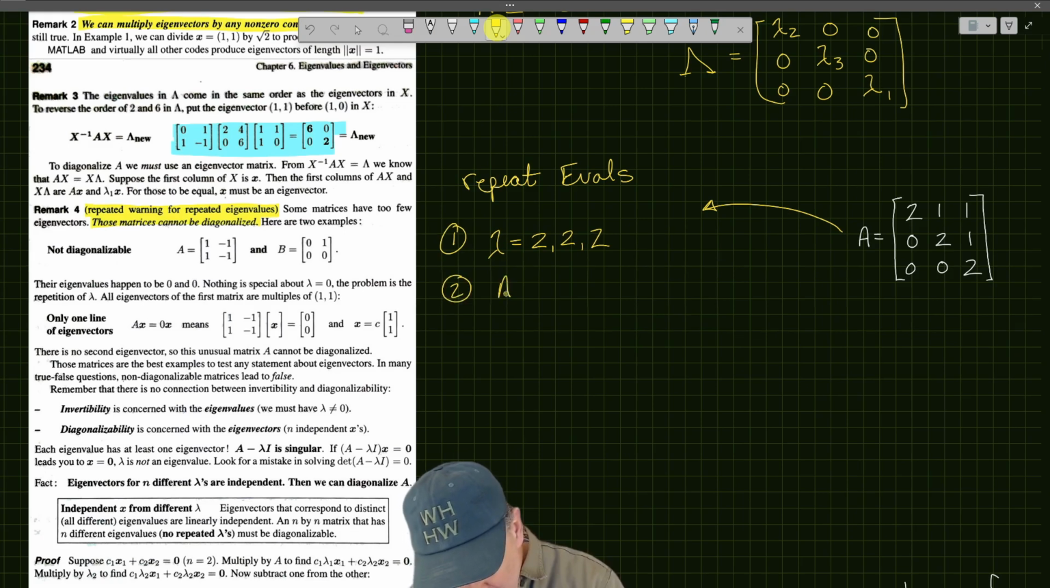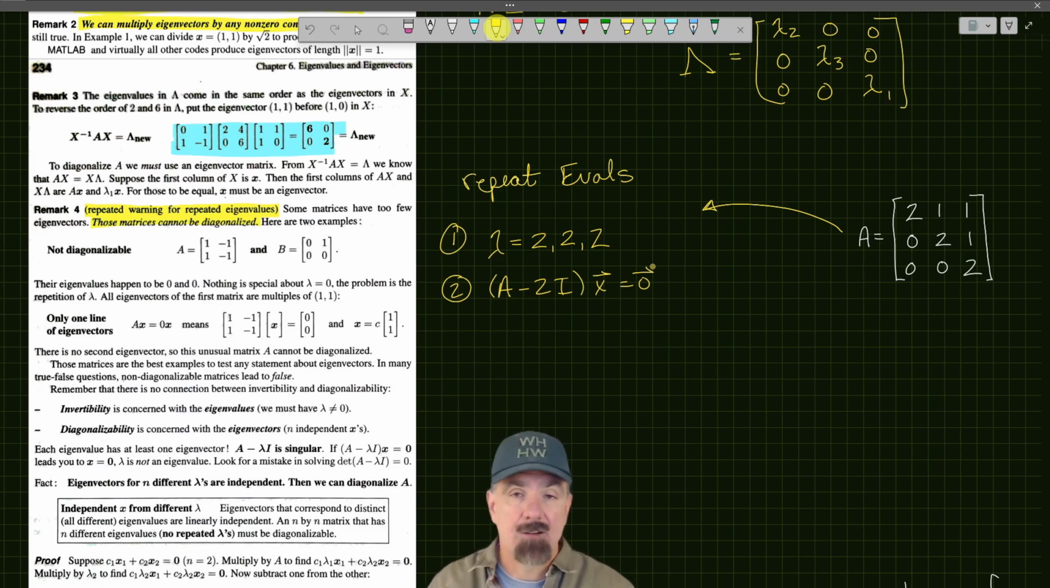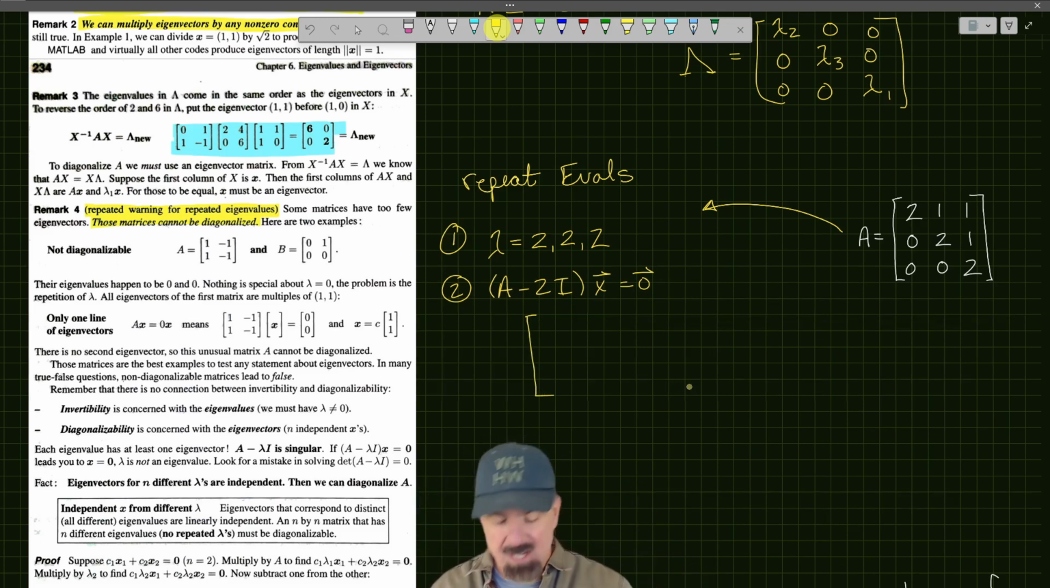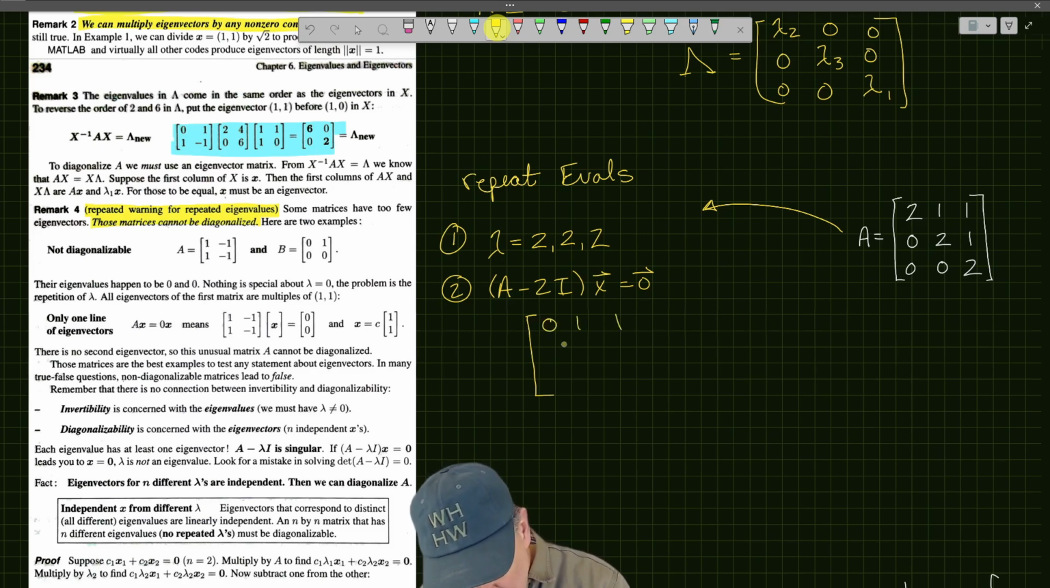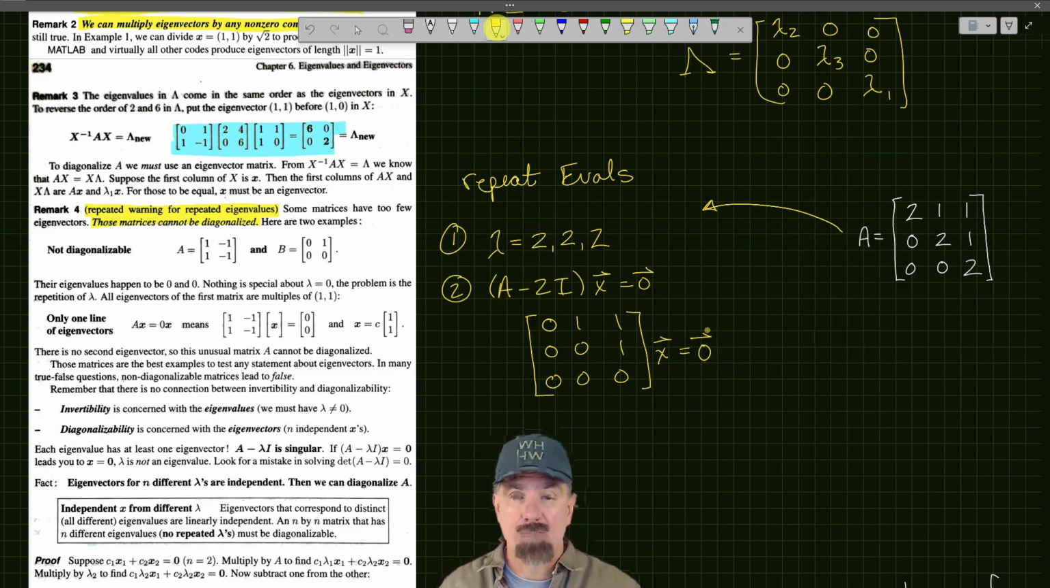So step 2, remember, we're doing A minus 2 times I, and we're going to find the x vectors that satisfy the null space of A minus 2I. Calculating A minus 2I is pretty easy. I'm going to subtract 2 off of the diagonal, and that's going to give me 0, 1, 1, 0, 0, 1, and a row of all zeros. And the question we have is, what vector or vectors x is going to solve this particular situation?